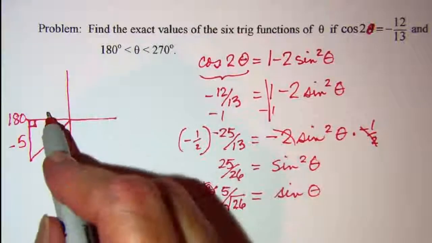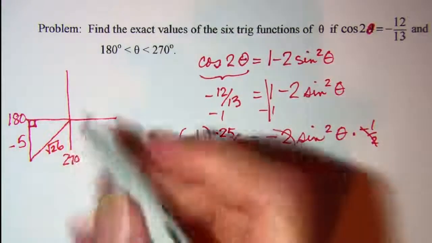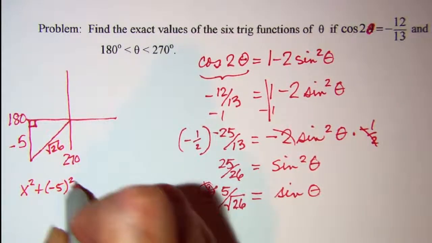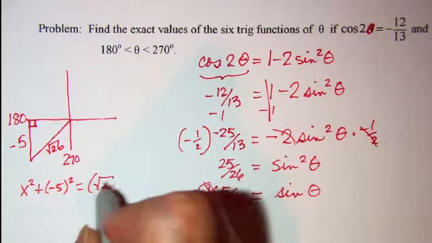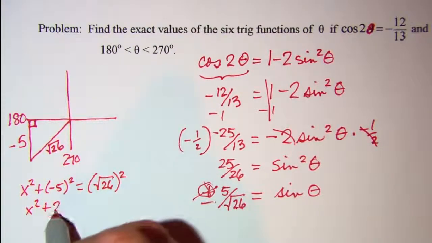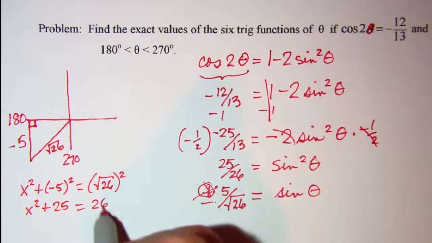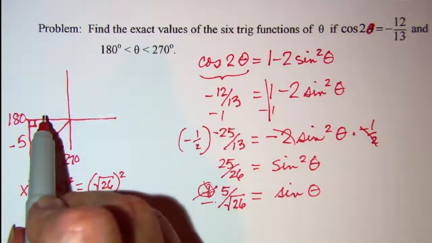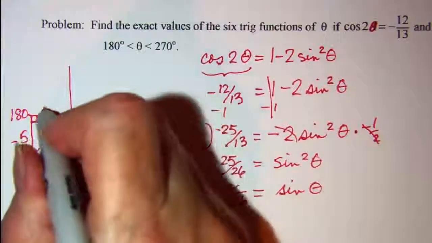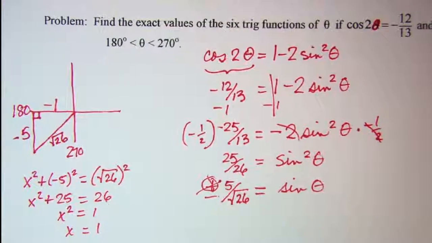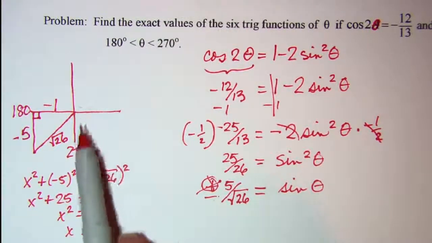Now we can use the Pythagorean Theorem to find our x value. We know that x squared plus negative 5 squared equals square root of 26 squared. So x squared plus 25 is equal to 26. Means x squared is equal to 1. So x is 1. Since it's to the left of the y-axis, I'll have to use a negative 1 there. Alright, so I have my reference triangle.